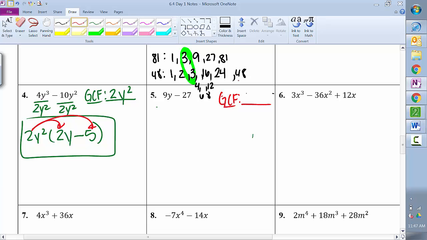Hugo, what was the GCF? 9. So I'm going to write 9 all the way on the outside and divide each and every term by 9. 9 divided by 9 is 1. So you can write 1 or you don't have to, and our y comes down. What is 27 divided by 9? 3, and you're done.